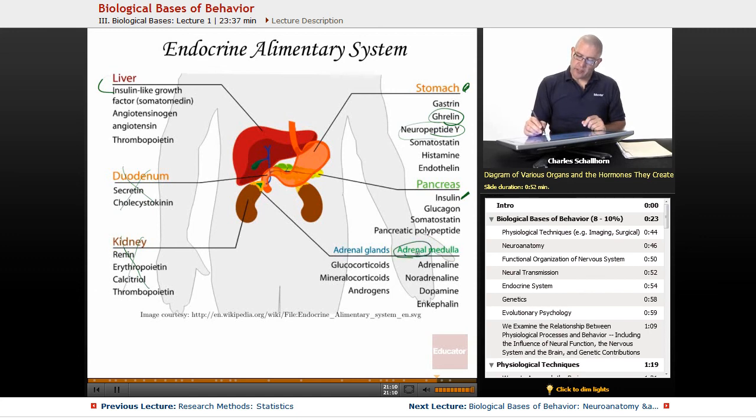And the adrenal gland. So we're going to be looking at adrenaline, noradrenaline, dopamine, the glucocorticoids, and the androgens. So those we are going to be familiarizing ourselves with later in the course. But I wanted to introduce them to you now as we're looking at the endocrine system.